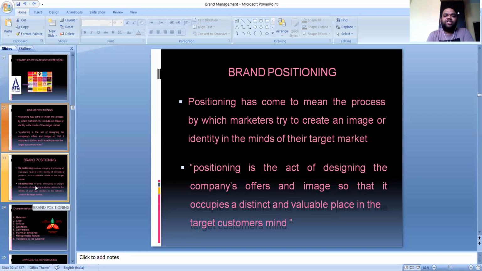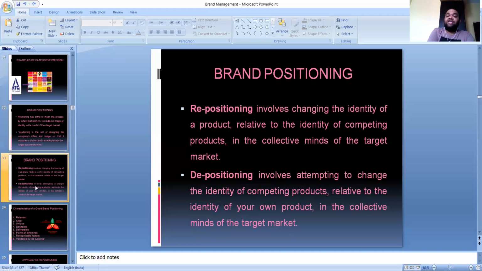Coming to the continuation of that, repositioning and depositioning are two terms people always get confused about. Brand positioning is a positive word. I'm not saying repositioning and depositioning are negative words, but most people are confused with these words. Brand positioning means marketers create some identity or image of a product in the targeted customers' mind.